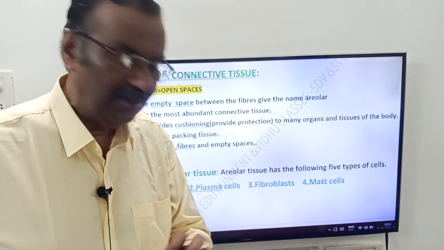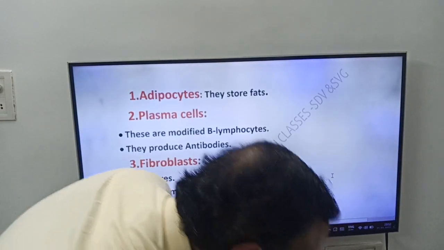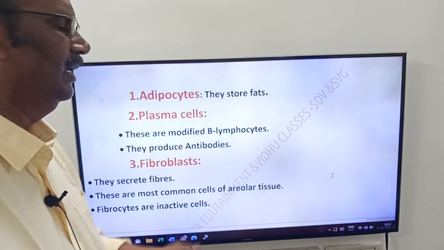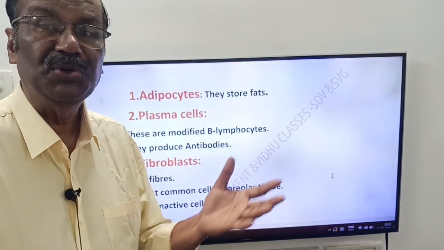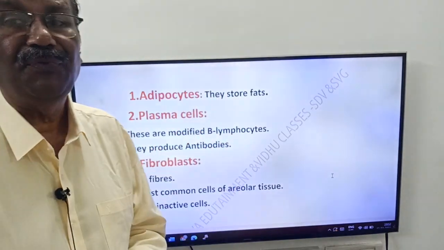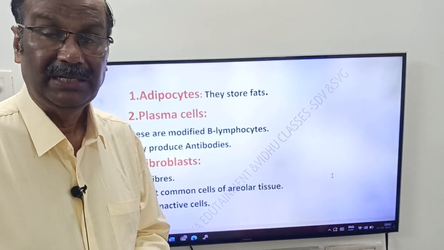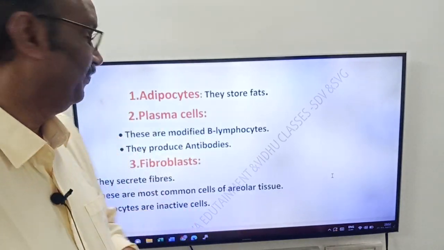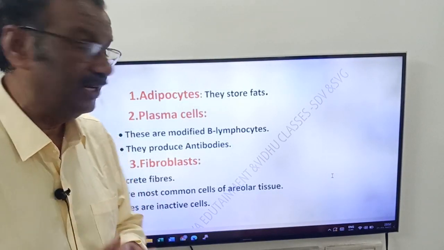Okay friends, now let's take one by one. First you see what are adipocytes. You know friends, adipocytes are the cells. You know friends, adipose tissue stores fats. So adipocytes store fats, friends. It is a reserve food. Okay, adipocytes store fats. Next come to plasma cells. Very very important friends. Plasma cells.